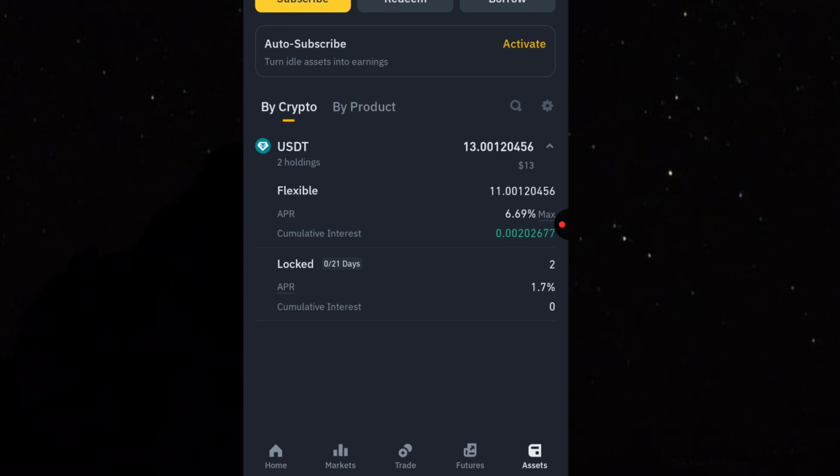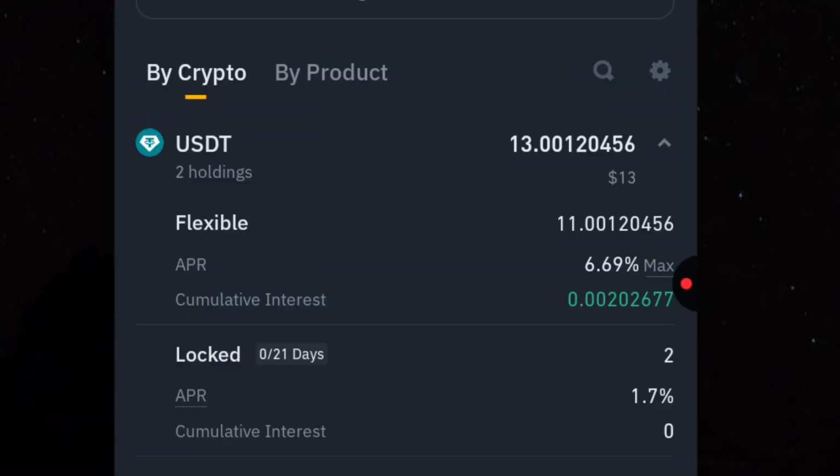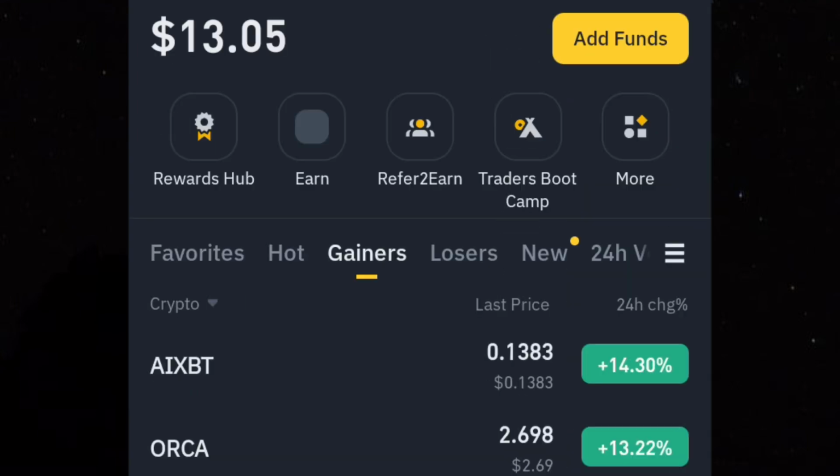So this will be the end of this class, guys. If you have any questions, you can drop them down below in the comments. This is a great way to lock your USDT on the Binance Earn product, and of course, you can get some little rewards for doing that.